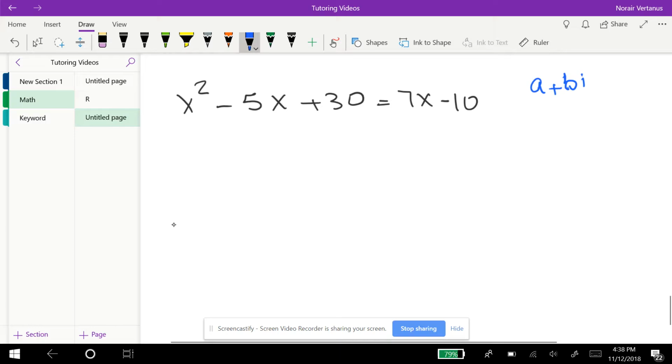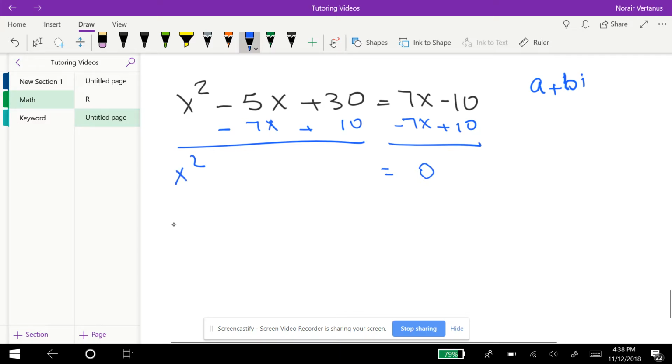To make the right side equal to 0, subtract 7x and add 10, both sides. Opposite of what we have on the right side. So if you add these, the right side becomes 0. That's what we wanted. Equal to x squared, negative 5x minus 7x is going to be negative 12x. And then you have addition here, so it's going to be plus 40.